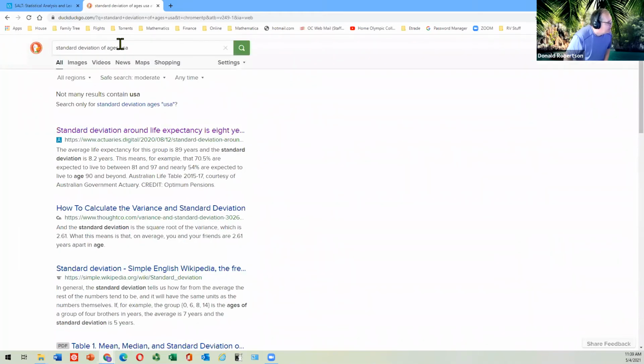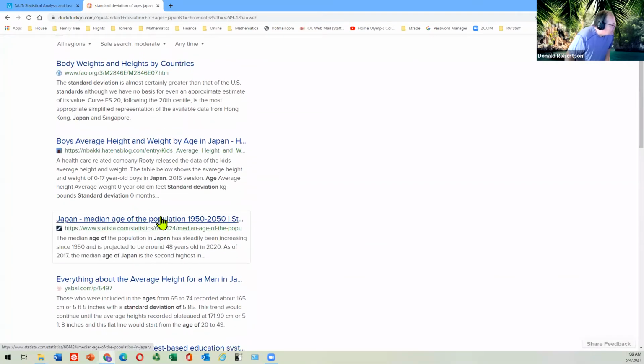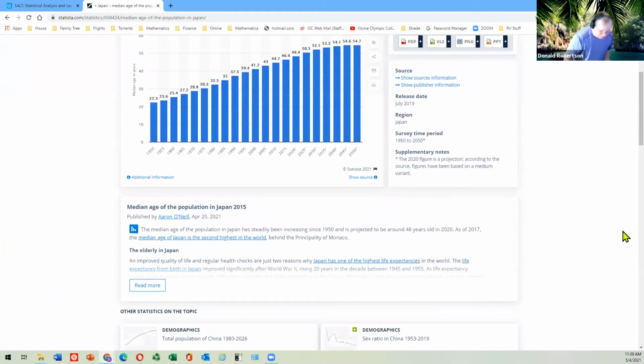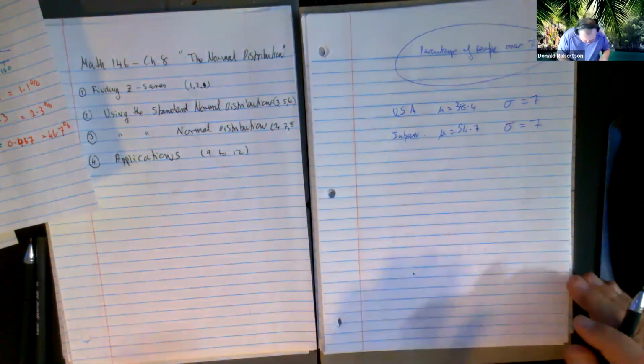Better than nothing. Let's try Japan, maybe I'll get quicker. Okay, here's the median age. That might be interesting. Okay, 54.7. And for speed, I'm just going to pretend it's 7. It won't be that much different. Standard deviation doesn't vary as much as mean age. Right, so we got pretty close to accurate data. Right off the bat, isn't the average age of Japanese much older than the average age of an American? You agree? Now, I'm not too happy about the 7, but that's fine.